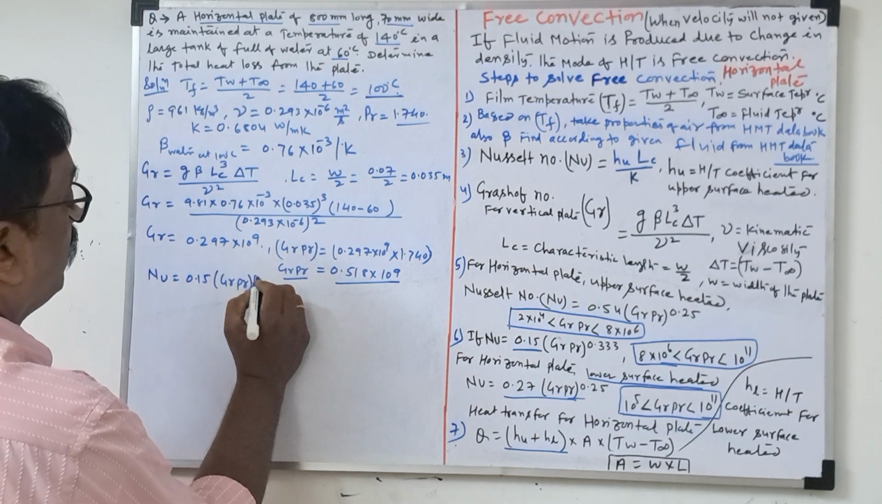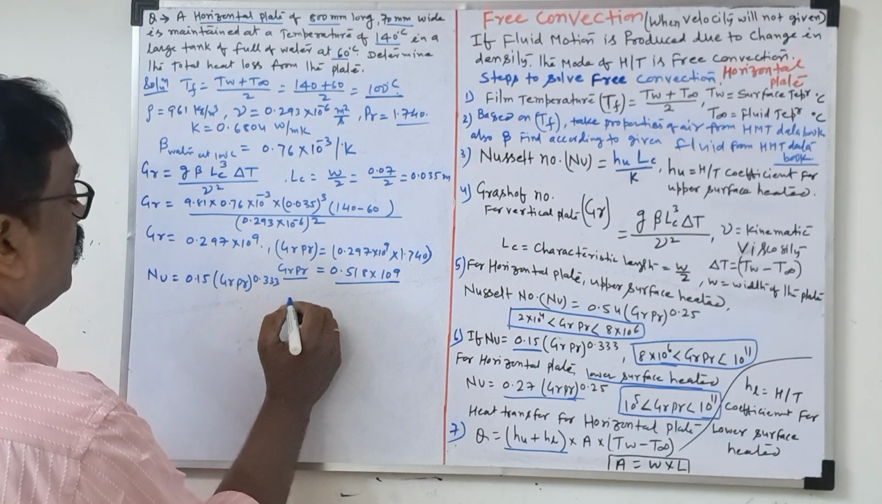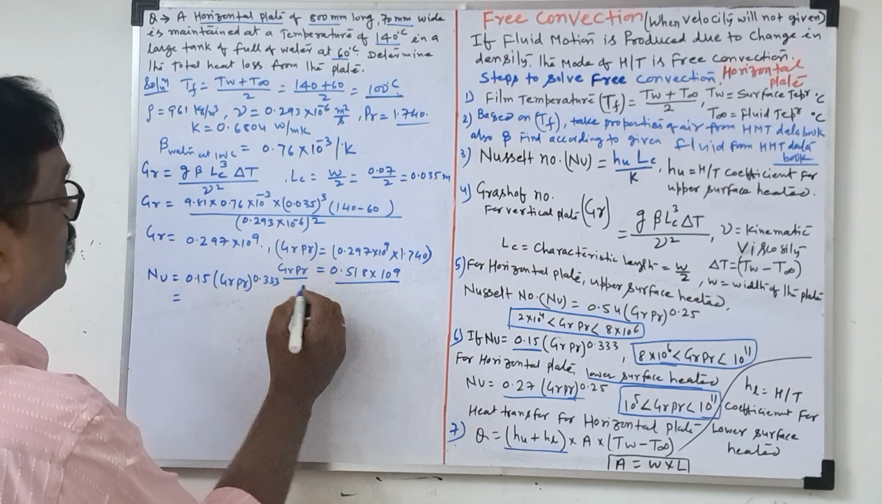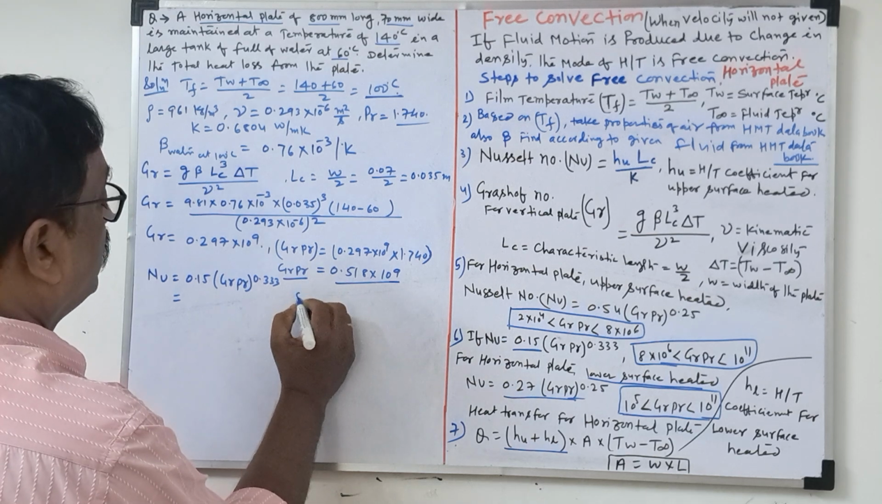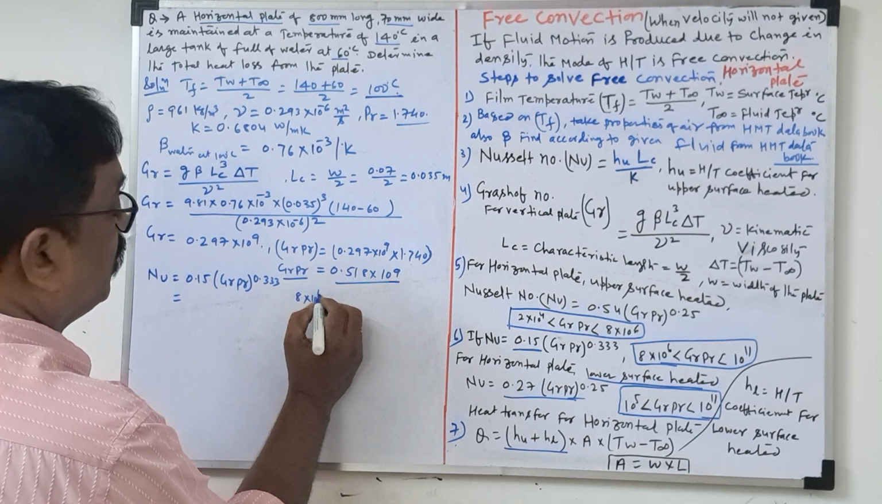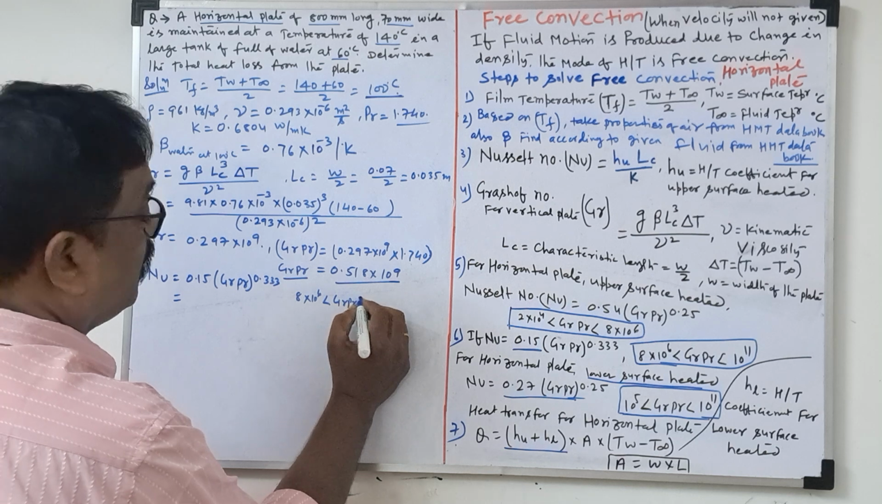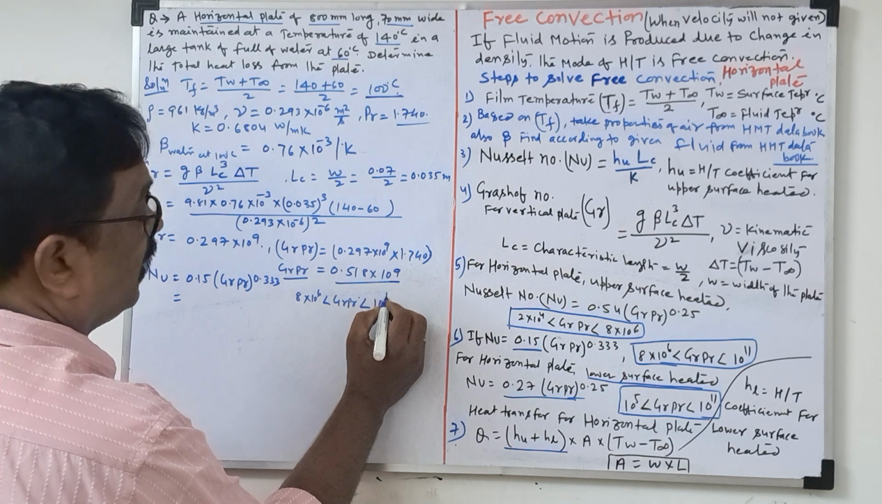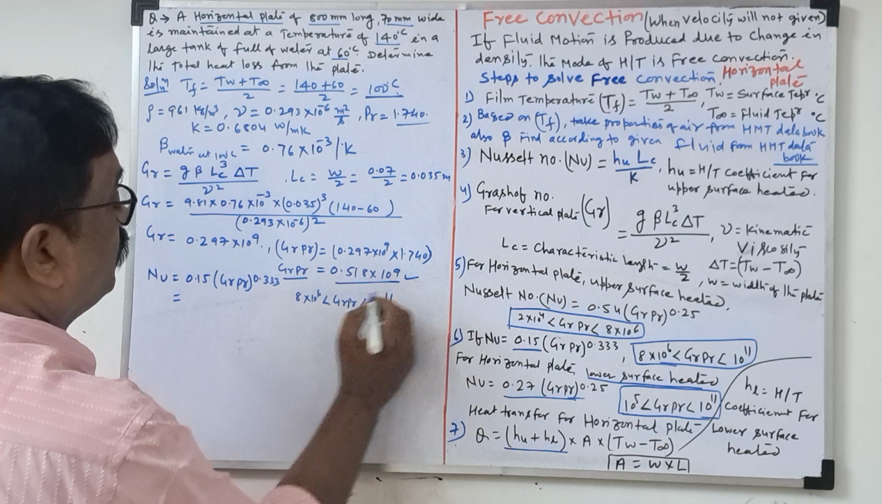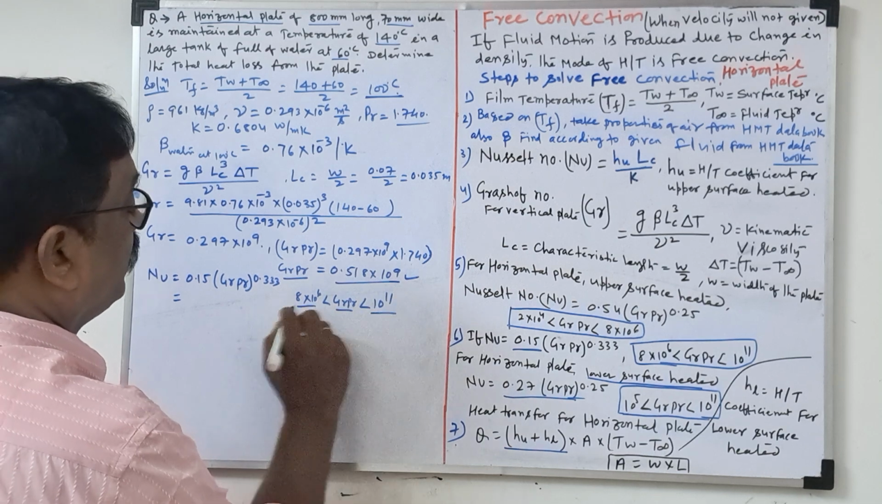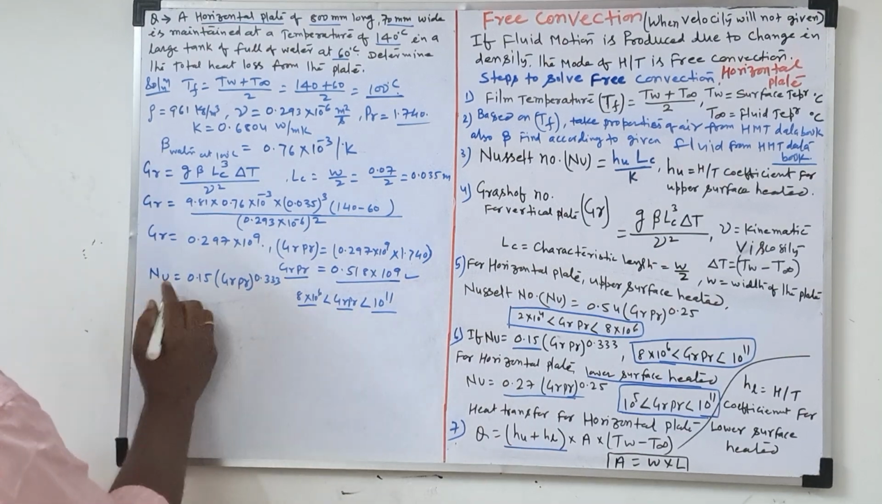GRPR power 0.333. So this range you can write here for understanding: 8 into 10 power 6 less than GRPR less than 10 power 11. So our value is coming under this range. So this will be the formula.